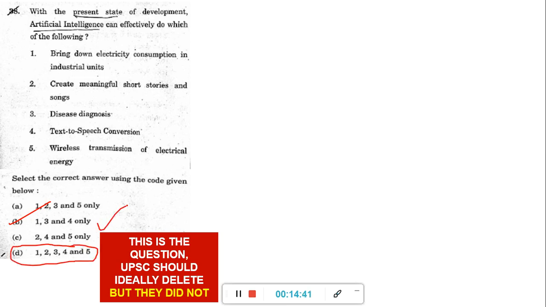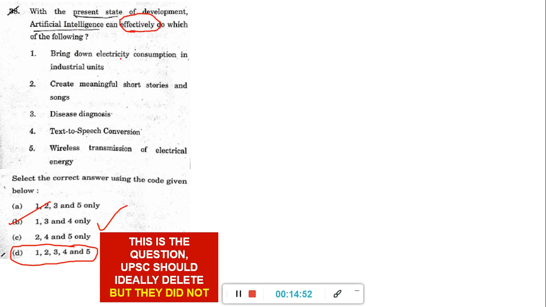Now this is a question which UPSC would ideally have deleted, because of the mismatch. The answer key they have given is 1, 3 and 4. But every coaching institute, including Vysh, when we discussed, said the answer is 1, 2, 3, 4, 5. But now when the final answer key came, it is 1, 3 and 4. So this is actually debatable. With the present state of development, artificial intelligence can effectively do which of the following? Maybe because of this word effectively, they are telling that answer.